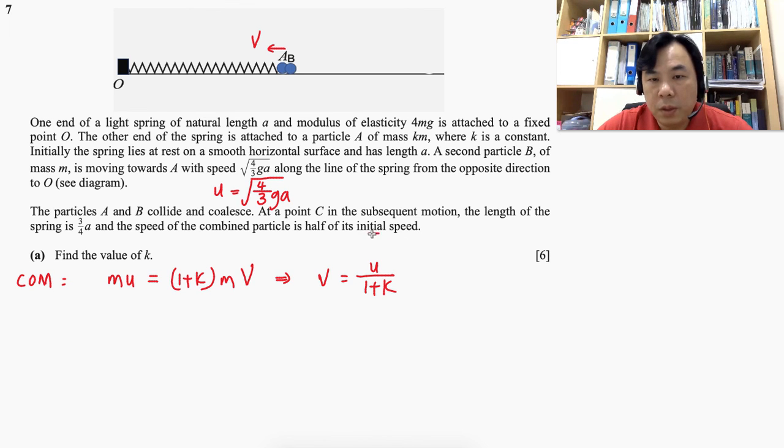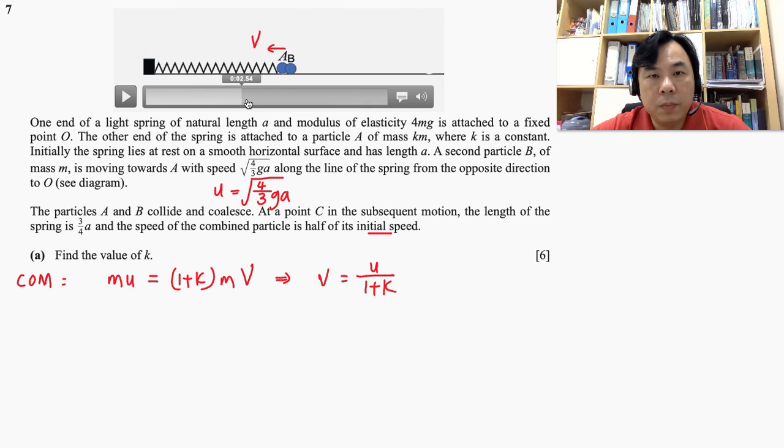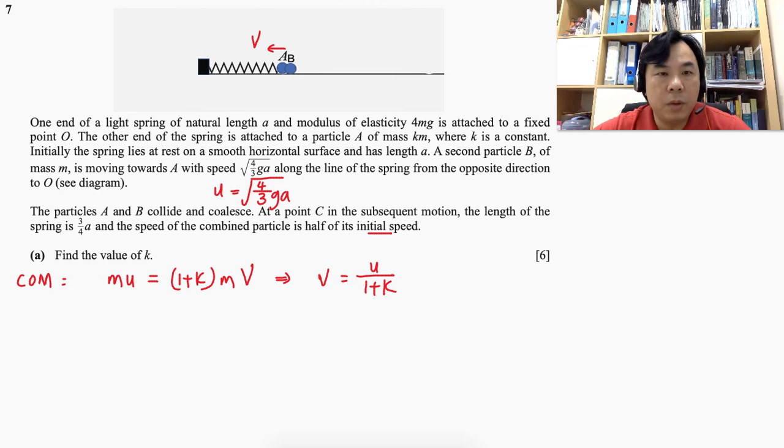Now, this initial speed is a bit confusing. The initial speed that they are talking about is this. So when you reach position C here, you can see it compresses up to here. Once it compresses up to here, the length becomes 3/4 a, and the speed becomes half of its initial speed. That's what they actually mean by that. I hope that you are clear with that.